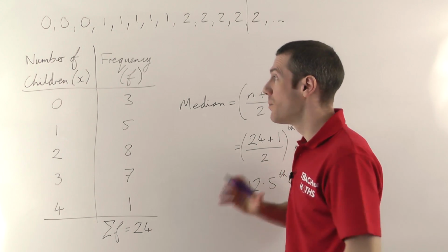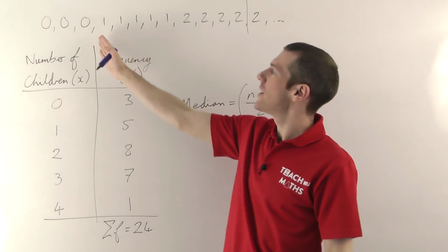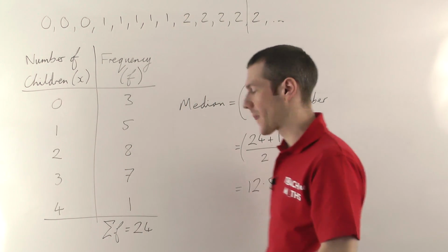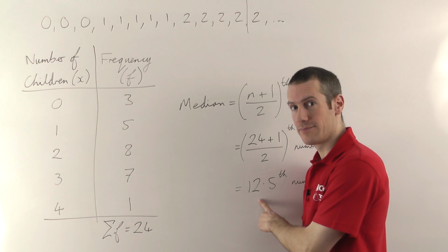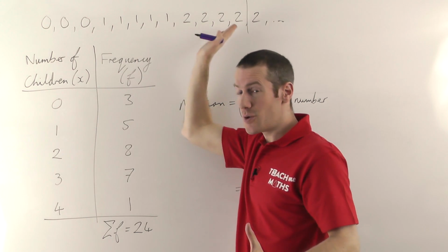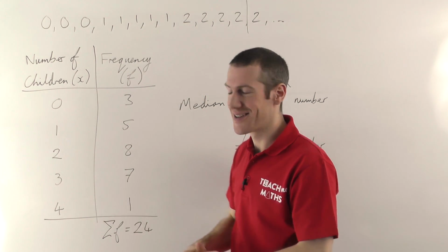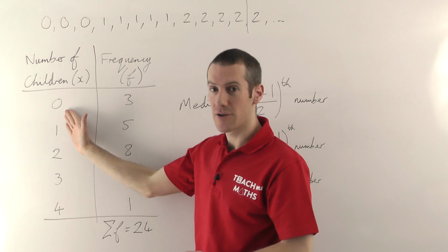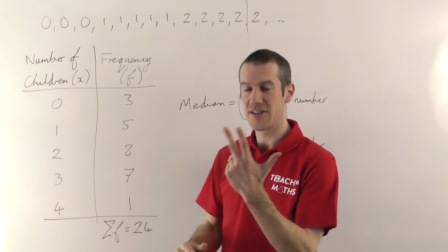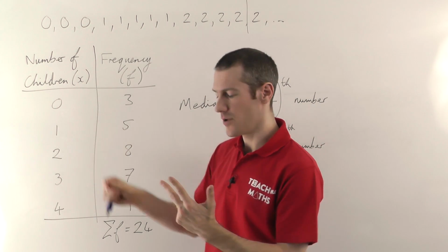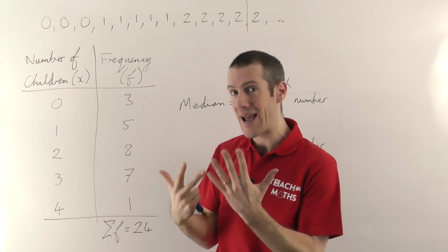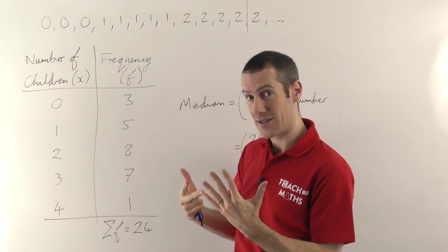That's the answer. But you don't need to write out all these numbers to figure that out. You can do it just from the table. You need the 12.5th number. If you just imagine yourself writing out the numbers from smallest to largest, you would put 3 zeros first. Then you would have 5 1s. So altogether you started off with 3 zeros in the list, and then you've had 5 1s. So now we're up to 8 numbers. That last one will be the 8th number in the list, because 3 plus 5 gives you 8.